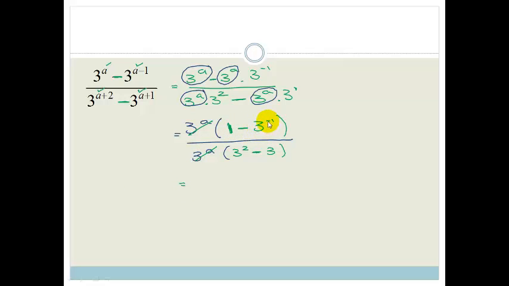Now remember, what does this minus mean? It means 1 over 3 in this case. So it's 1 minus 1 over 3. 3 squared is 9, so it's 9 minus 3. If I rewrite that, 1 minus a third is 2 thirds divided by 6.